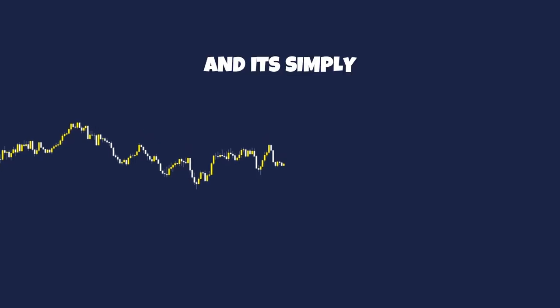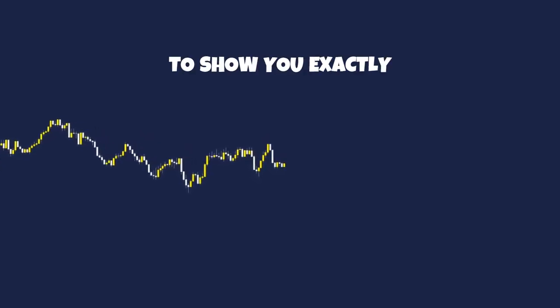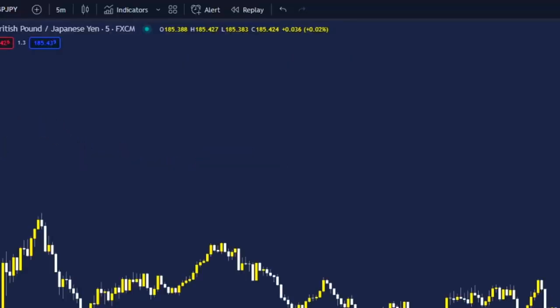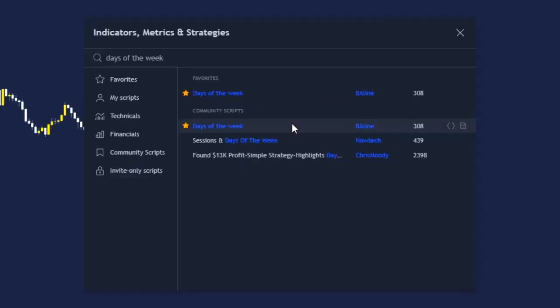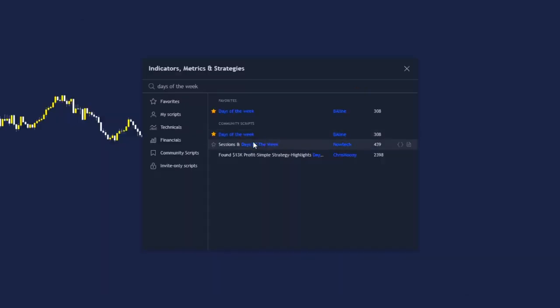So the very first indicator that we are going to add is a days of the week indicator, and it's simply just a visual aid to show you exactly where we need to be doing what we need to be doing. So go up to indicators at the top, type in days of the week, and I just like to use this one right here by BA Lane. Add that one to your chart and leave all of the settings the same.